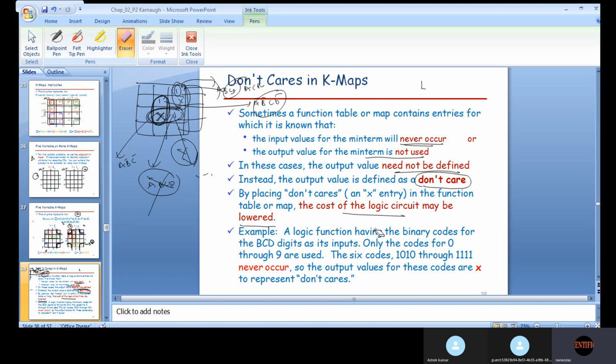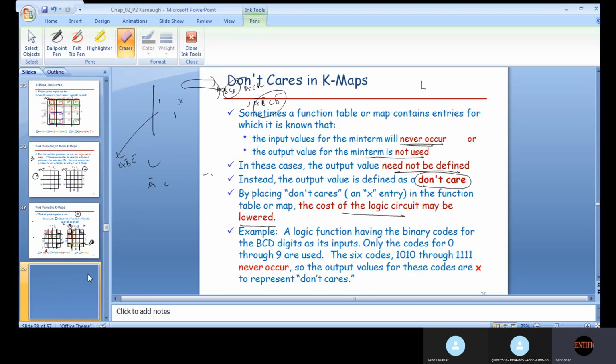Okay, an example is a function having binary codes for BCD digits. Only the codes for 0 through 9 are used. The 6 codes, 1010 through 1111, will never occur. So the output values for these codes are x, to represent don't care. Okay, I will show you an example of this.